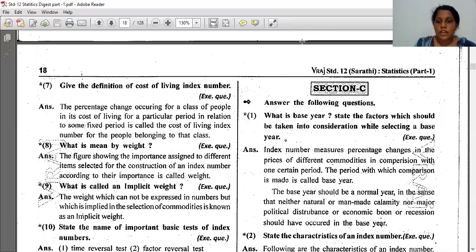Then second, in that only, the next question is: state the factors which should be taken into consideration while selecting a base year. What are the factors we should consider? I told you before, the 18th question of section B. The base year should be a normal year, in the sense that neither natural or man-made calamity should occur, nor major political disturbance or economic boom or recession should have occurred in that year. That will be considered as a base year.